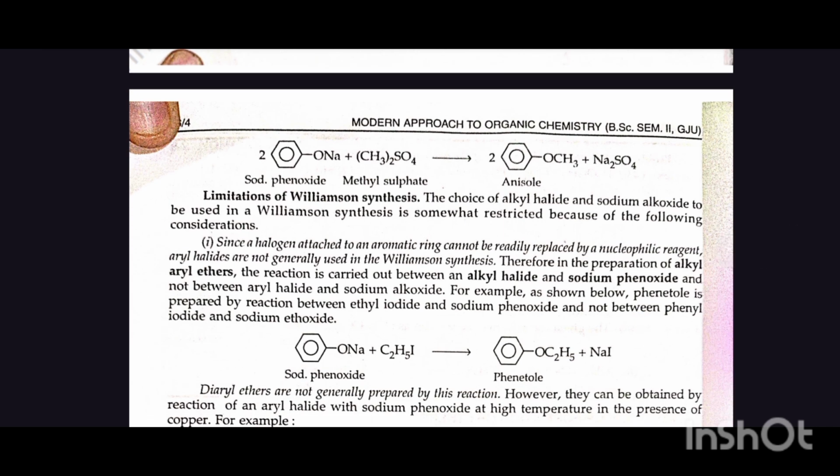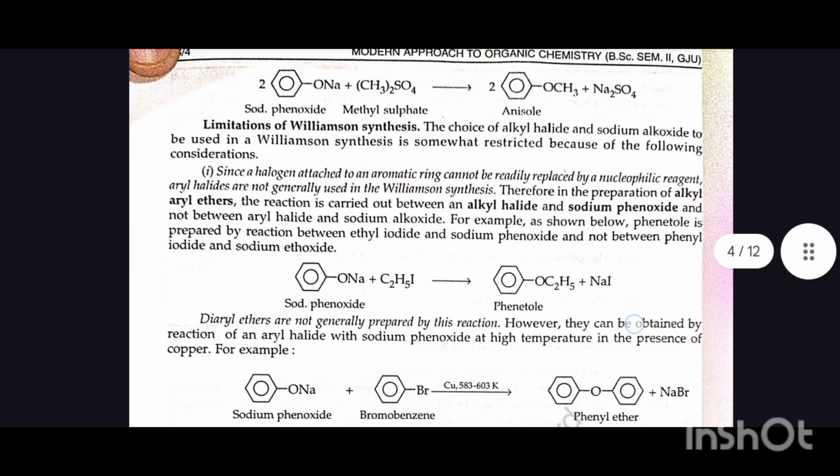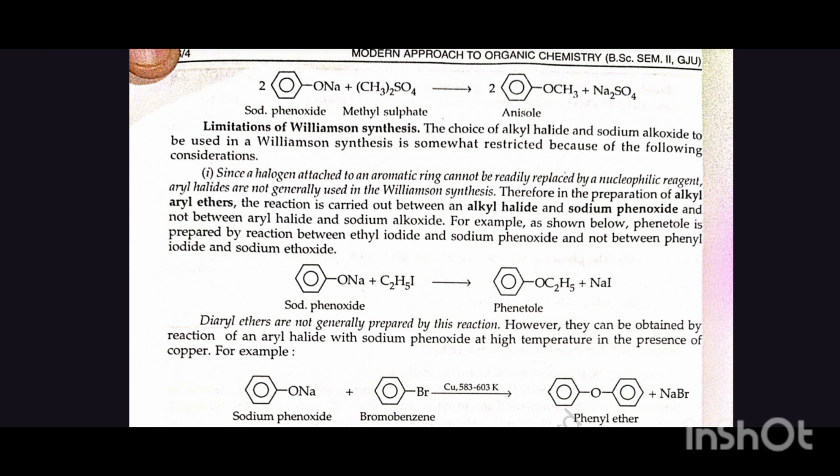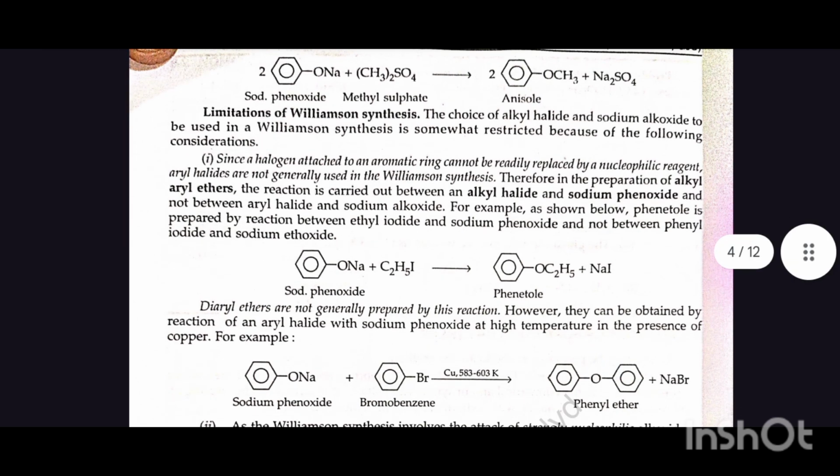Limitations of Williamson synthesis. The choice of alkyl halide and sodium alkoxide to be used in a Williamson synthesis is somewhat restricted because of the following considerations. First, since a halogen attached to an aromatic ring cannot be readily replaced by a nucleophilic reagent, aryl halides are not generally used in the Williamson synthesis. Therefore, in the preparation of alkyl aryl ethers, the reaction is carried out between an alkyl halide and sodium phenoxide and not between an aryl halide and sodium alkoxide.